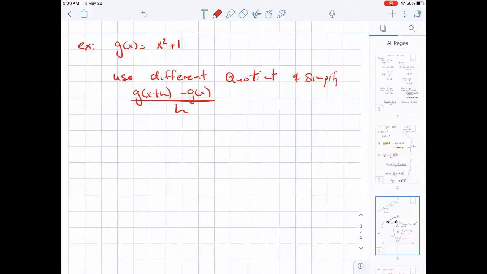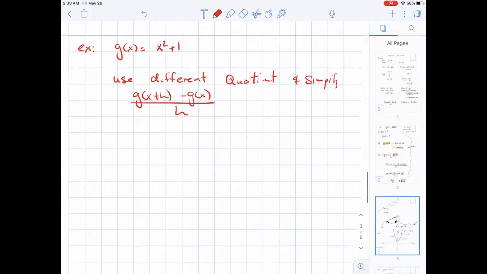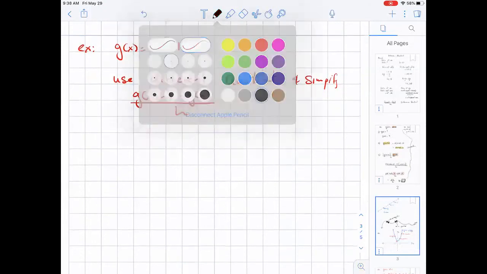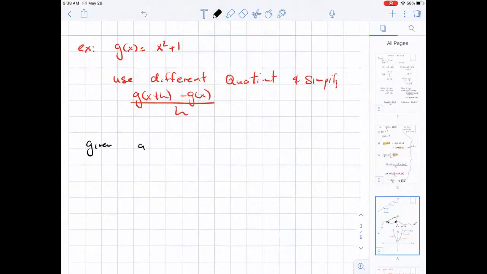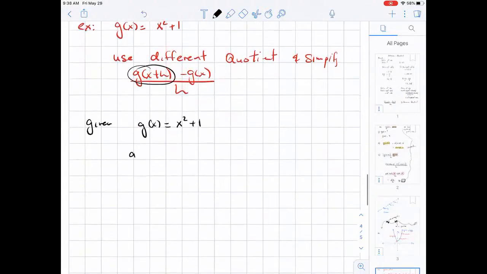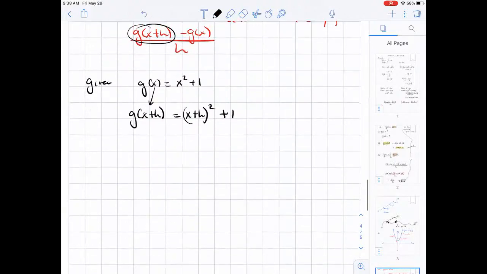So let's see what the answer is. We know g of x, right? You were given g of x is equal to x squared plus 1. But at some point, we need to figure out what is g of x plus h. So let's do that right now. What is g of x plus h? Wherever we see x, we're going to replace it with x plus h. So (x plus h) squared plus 1. Simplifying this, this becomes x squared plus 2xh plus h squared, and then we bring down the plus 1.